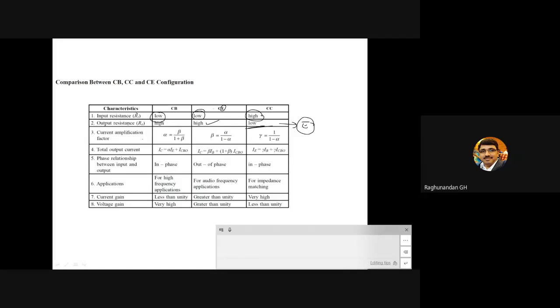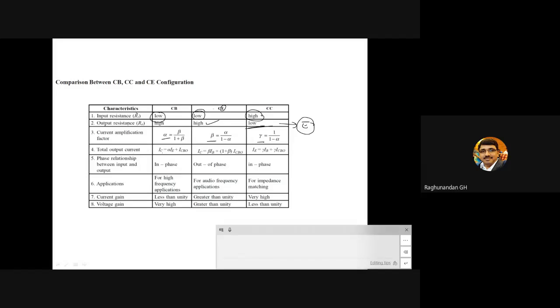Current amplification factor: alpha, beta, gamma. So these formulas: beta by 1 plus beta, alpha by 1 minus alpha, gamma is equal to 1 minus 1 by alpha. These are the relationships between alpha and beta. They can ask you to write the relationship between common base configuration and common emitter configuration. During that time, you can use this.